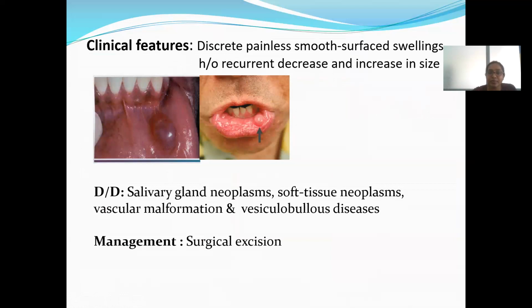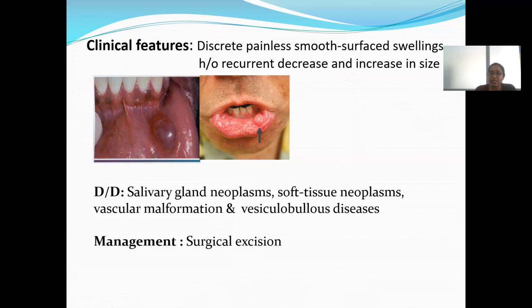Whenever there is a trauma, there is a chance of increase in the size of the swelling, and gradually the swelling will reduce, as saliva gets dissipated into the surrounding regions. Then what is the characteristic feature? So how do you come to a conclusion?